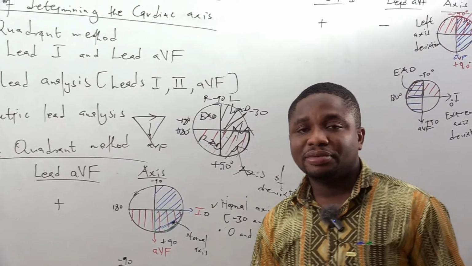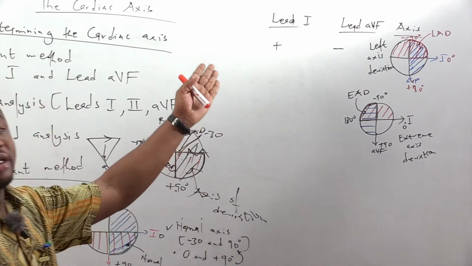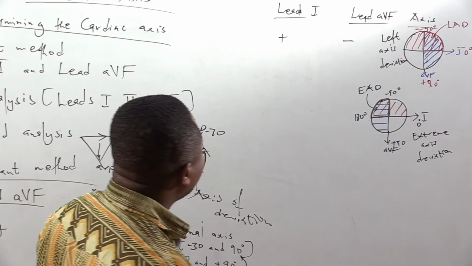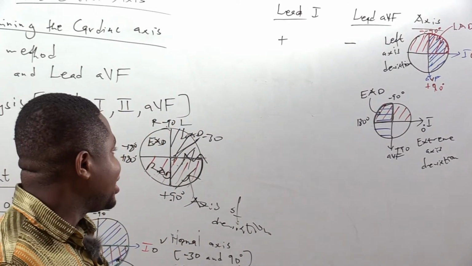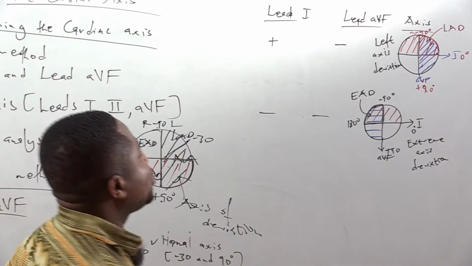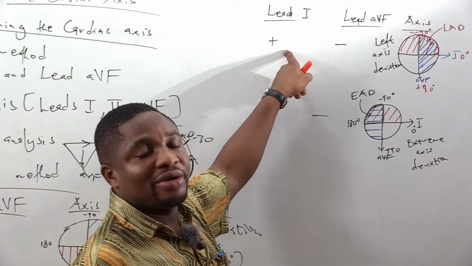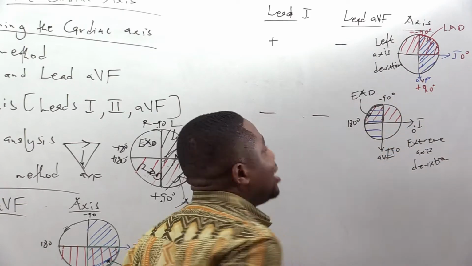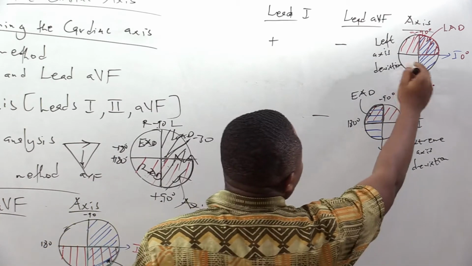Let's move on to the third example. For the third example, we are having the QRS charge in lead 1 to be what? Positive. Then we have the QRS charge in the AVF to be what? Negative. And if we should draw our circle and divide into the quadrant, lead 1, the QRS is positive, meaning that we should be shading the half here, pointing to the left. Then QRS in the AVF is negative, meaning that we cannot shade the bottom but rather the top.